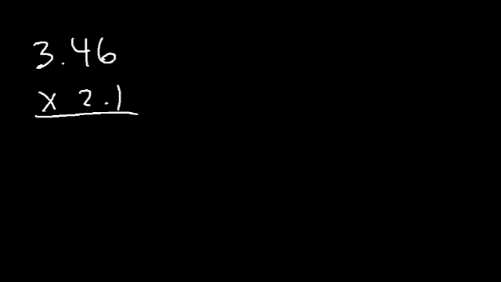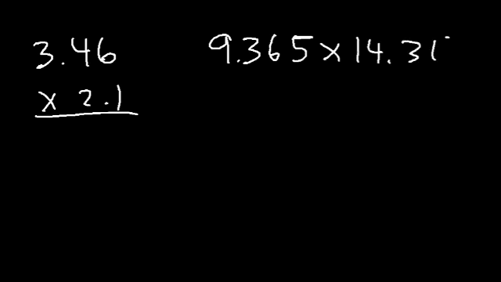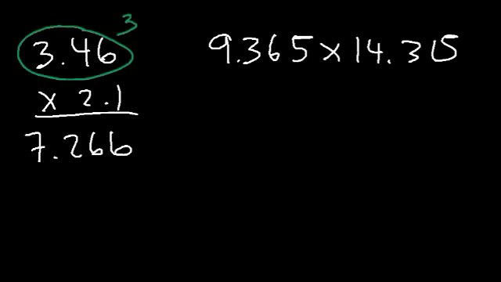So now let's do a few more examples with multiplication. Try these two. Multiply 3.46 by 2.1 and 9.365 times 14.315. So the first thing we need to do is just type it in. 3.46 times 2.1, that's 7.266. So here we have 3 sig figs, and here we have two significant figures. So the rule for multiplication and division is to round to the least number of sig figs. So we want two sig figs.